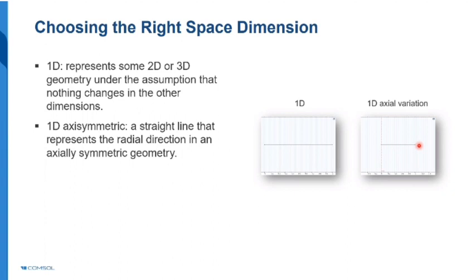is nothing but a model which represents a radial direction, and again it is actually symmetric. That is, when you rotate this line about the axis of symmetry, you will end up having a surface, and with that you can say that this is the 1D axial variation, and the out of plane variation is not important over here. That is, nothing changes in the out of plane direction as well.